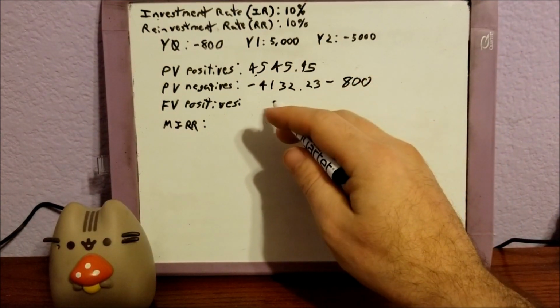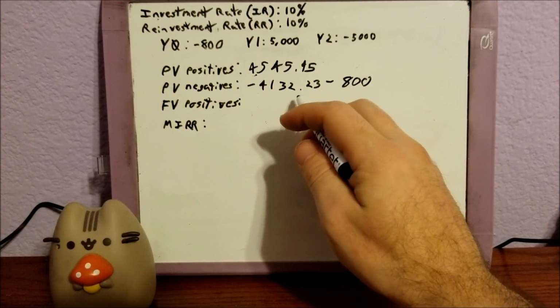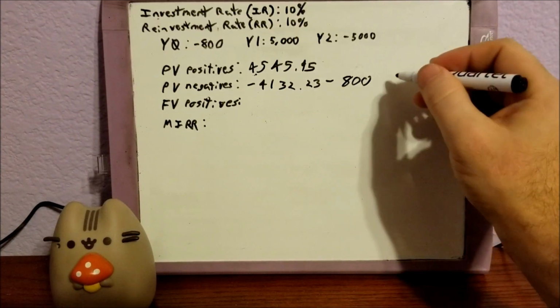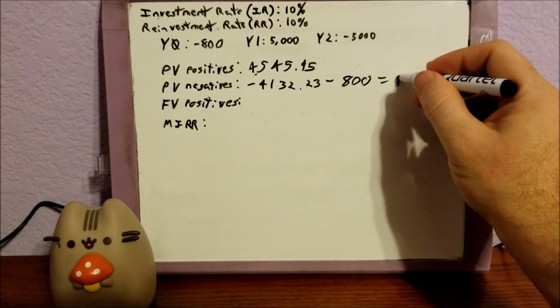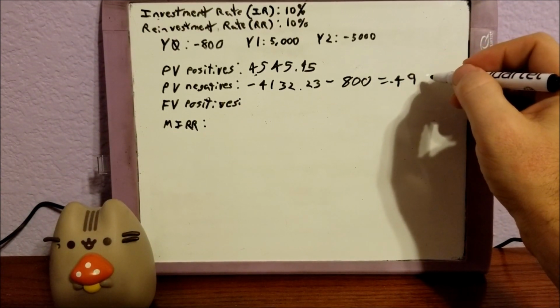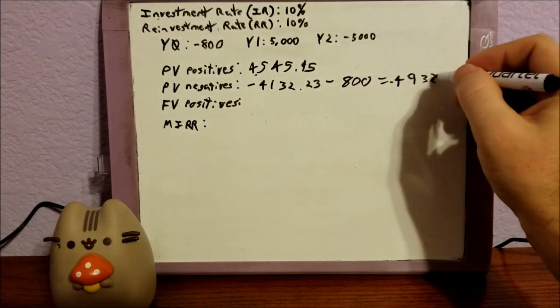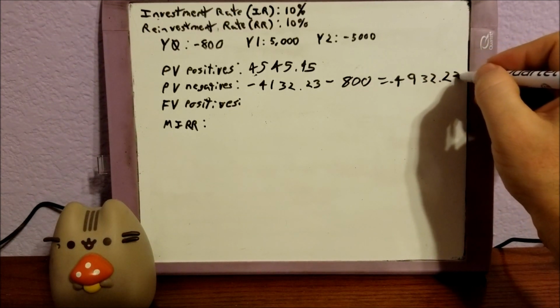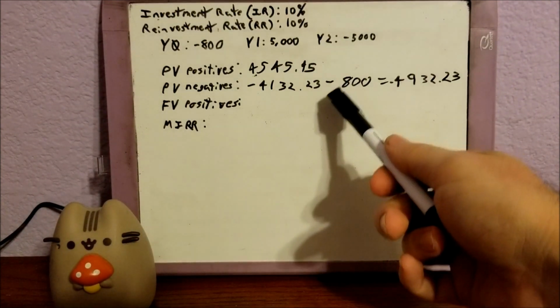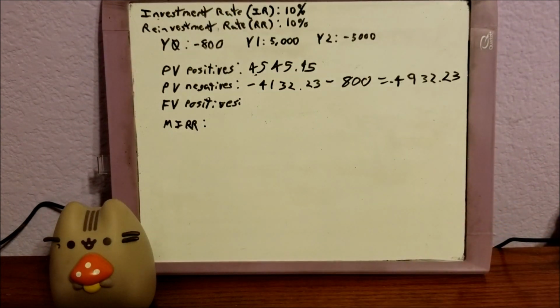So, negative 4132.23 minus 800 is actually negative 4932.23. Now you could use the calculator to figure that out, but in this case it's just 8 plus 1 is 9, and there you go. All the rest of the numbers are the same.